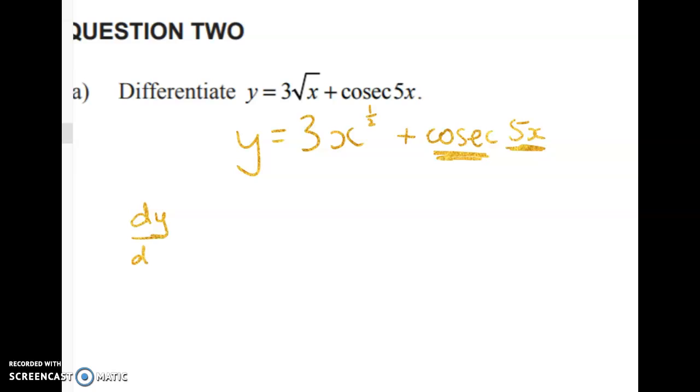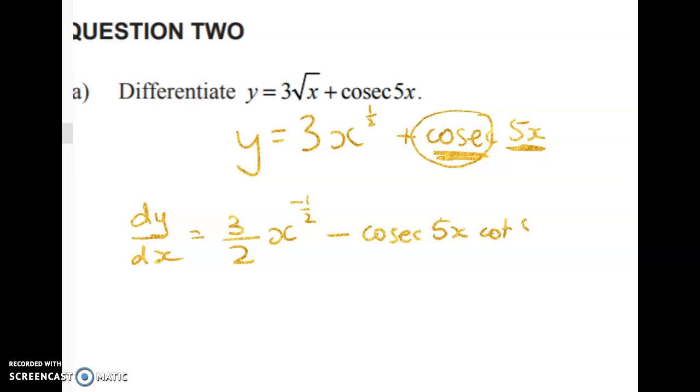So dy by dx will equal 3 over 2 x to the power of negative 1/2. Right, so this differentiates to give me negative cosec x, cot x. So it's going to be minus cosec 5x cot 5x, so treating this as the inside function, but I have to multiply by the derivative of the inside function. Okay, so that's all I have to do there.